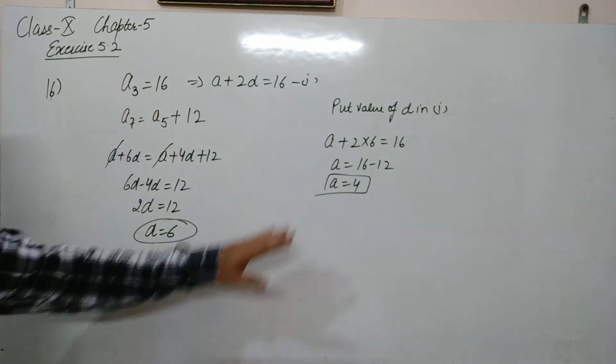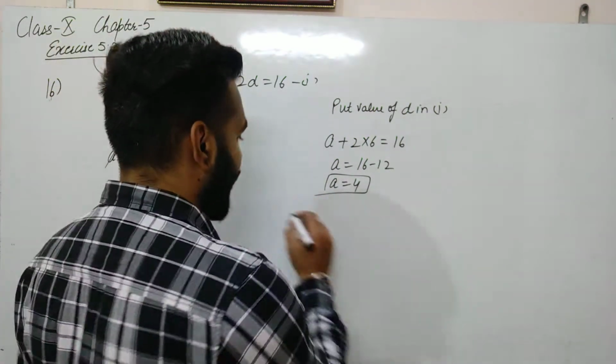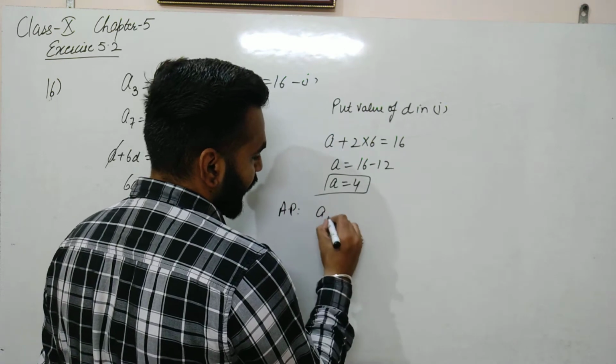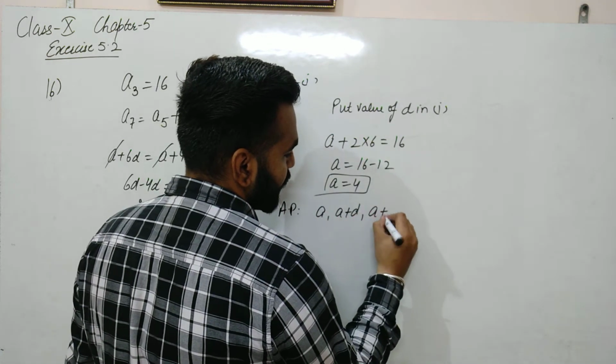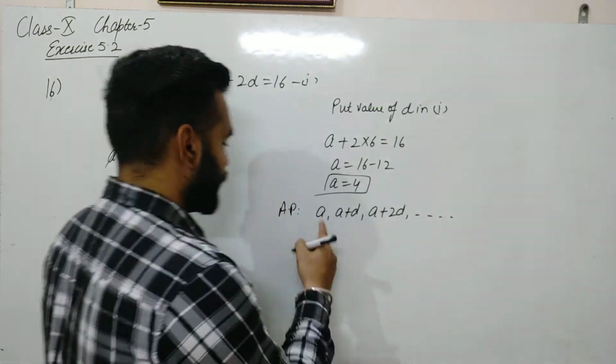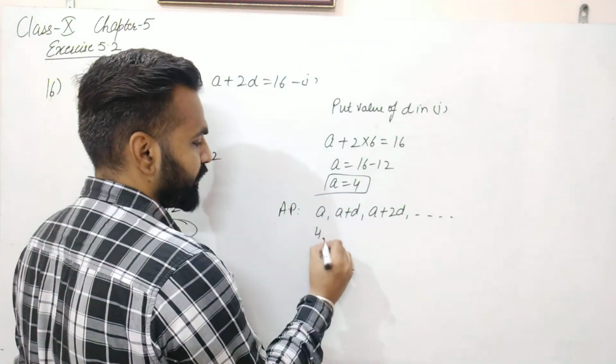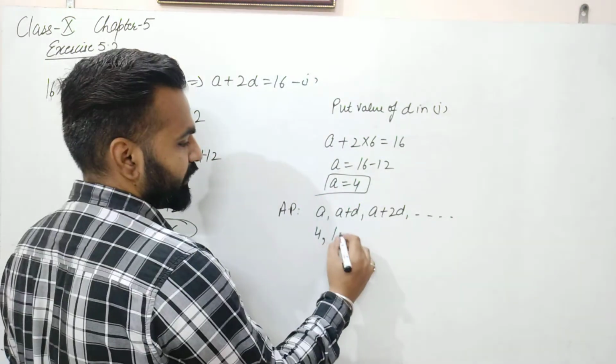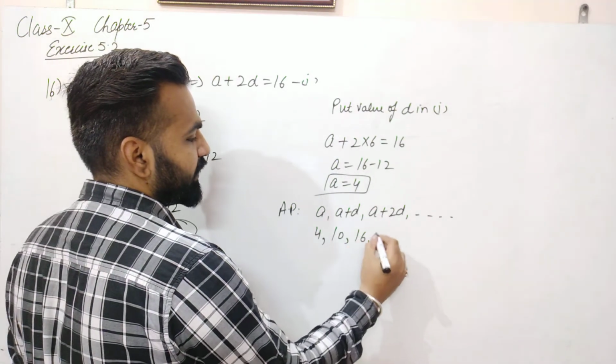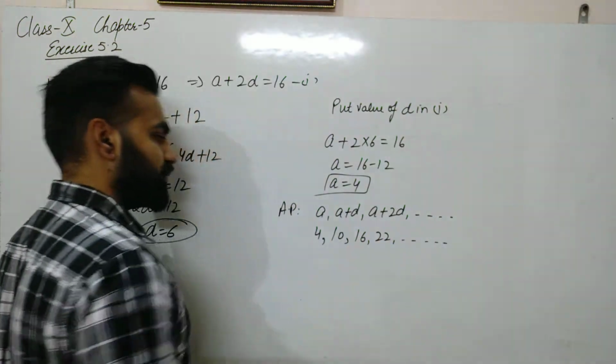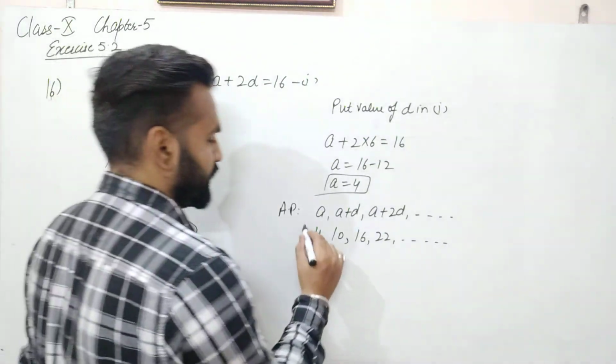Now we know the value of A, we know the value of D. So the AP is in the form A, A plus D, A plus 2D and so on. So the first term will be 4, next 4 plus 6 is 10, 10 plus 6 is 16, 22 and so on. So this is the AP.